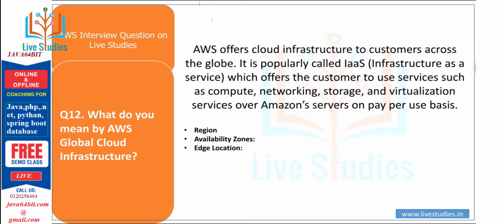Another question is, what do you mean by AWS Global Cloud Infrastructure? It means AWS offers cloud infrastructure to customers to access globally. It is popularly called IaaS, infrastructure as a service, which offers the customer services such as compute, networking, storage, and virtualization over the Amazon servers on a pay-per-usage basis.